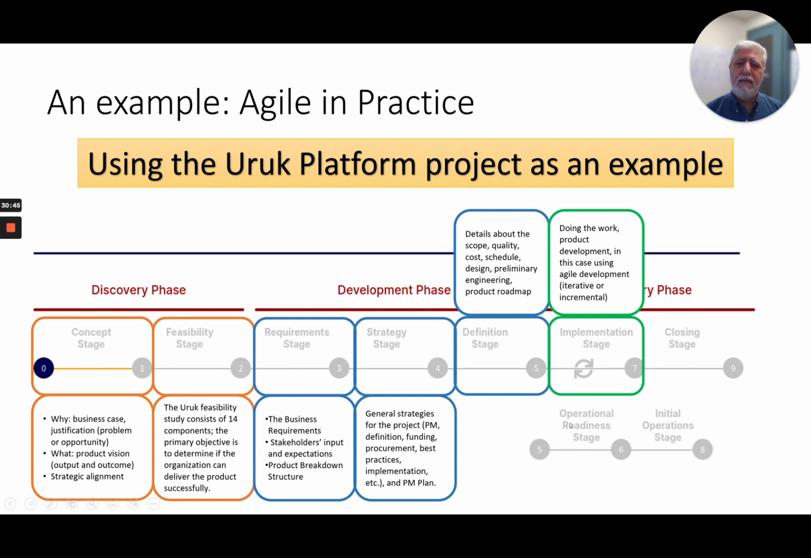Well, typically in most projects, or many projects, let's put it that way, the skills and the type of people that need to work on implementation is different than the type of people that need to work on operational readiness stages. And this is why they are in parallel and they are not combined. So now let's talk about a software project, Uruk platform, right?